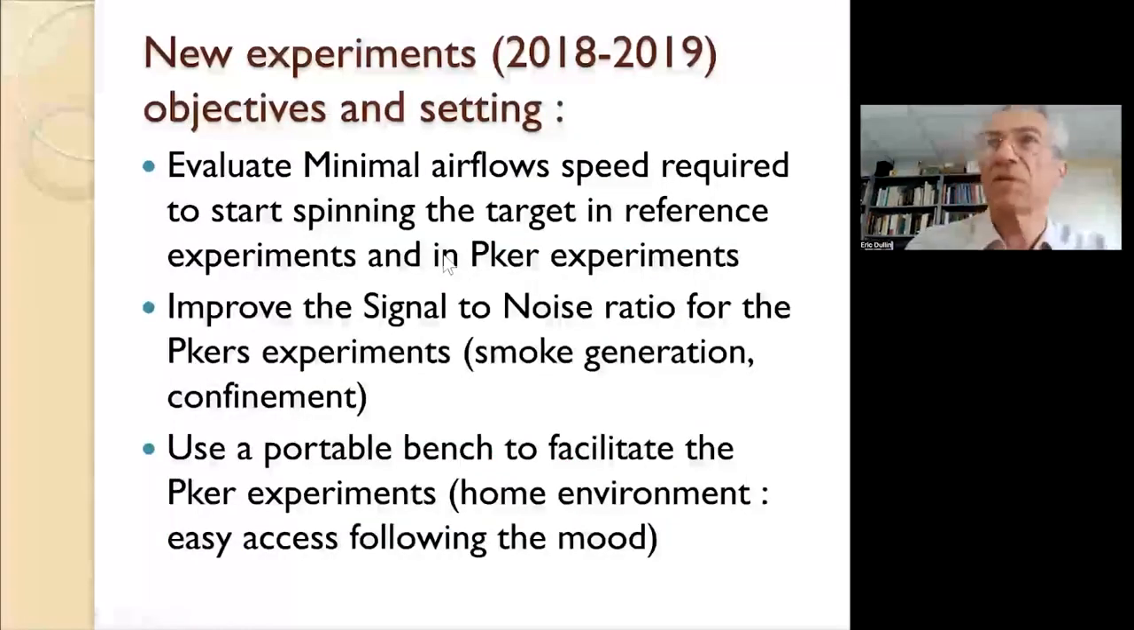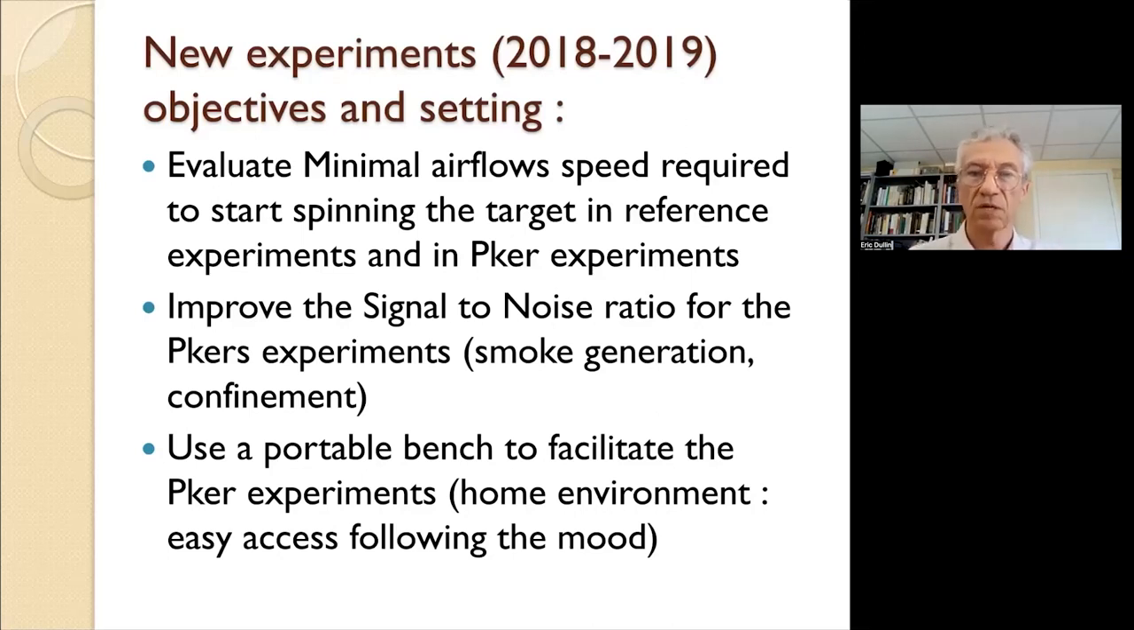Then we designed a new experiment in 2018-2019 with a different objective. Our first objective was to evaluate the minimal airflow speed required to start the target and compare it with the start speed used by a PKR practitioner of telekinesis. We wanted to improve the signal to noise ratio because, for example, the smoke generation in the big booths creates some noise. And we also wanted to be able to multiply the experiments, and for the experiment to be in a nicer environment for the practitioners.